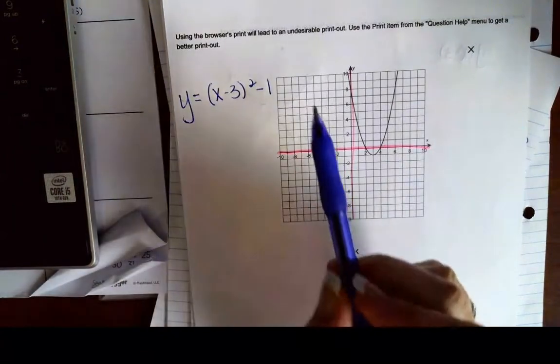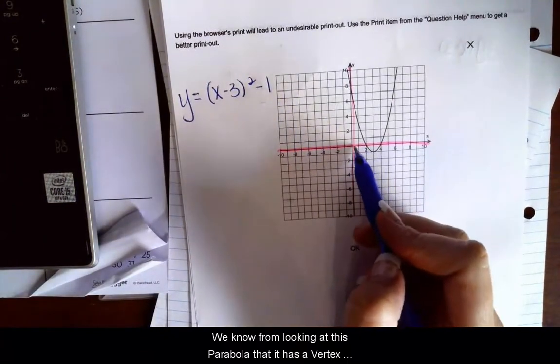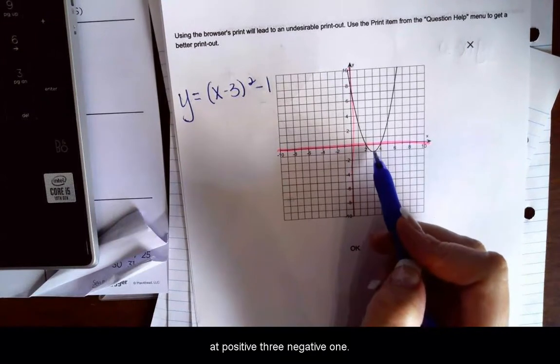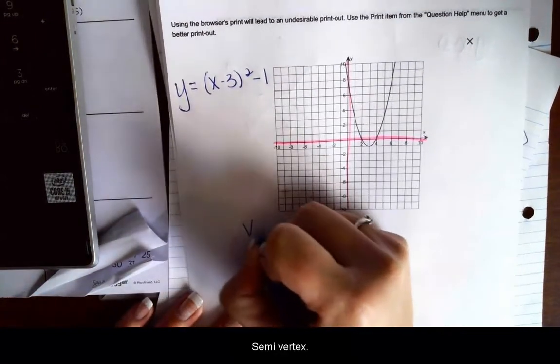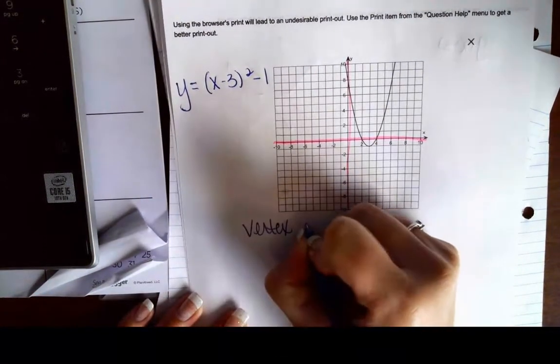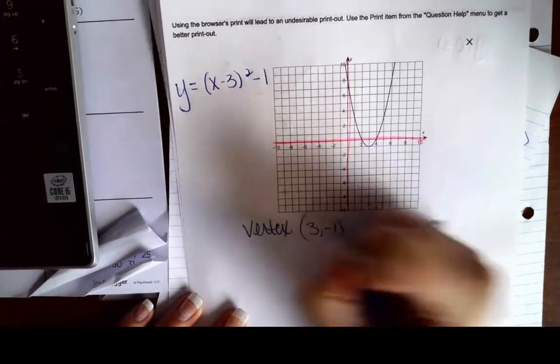So what do we know? We know from looking at this parabola that it has a vertex at +3, -1. So my vertex is +3, -1.